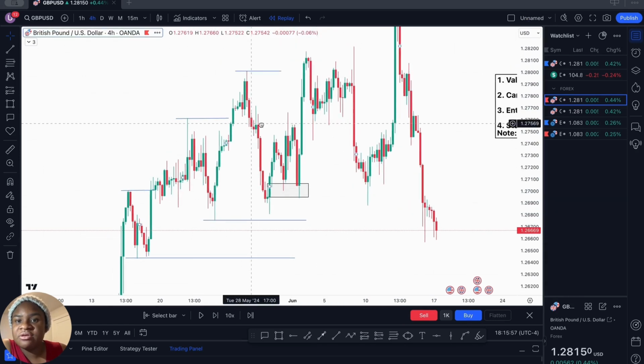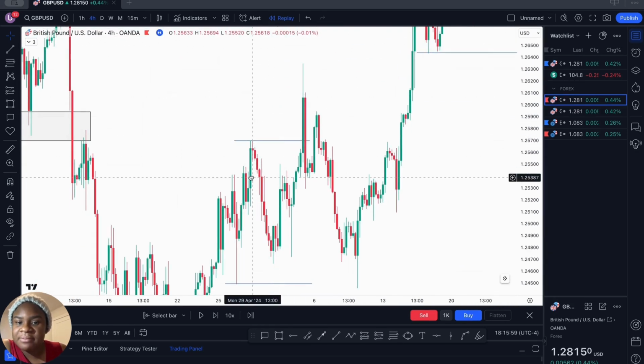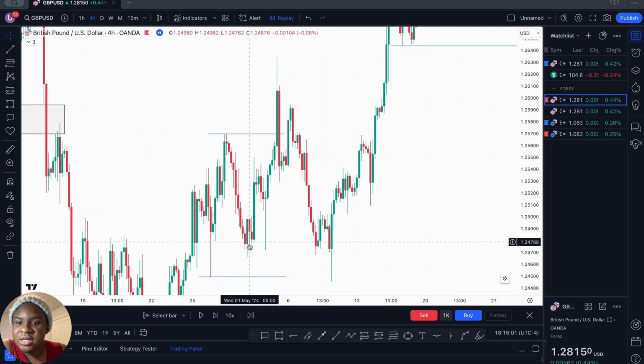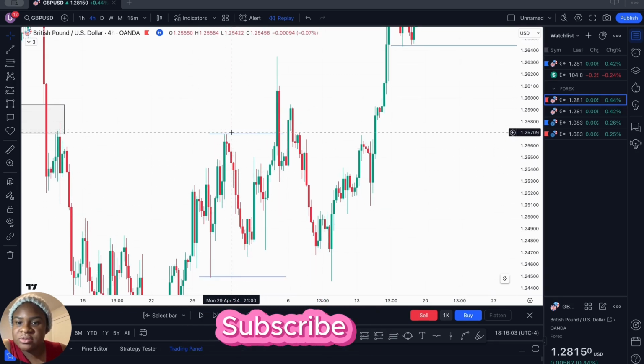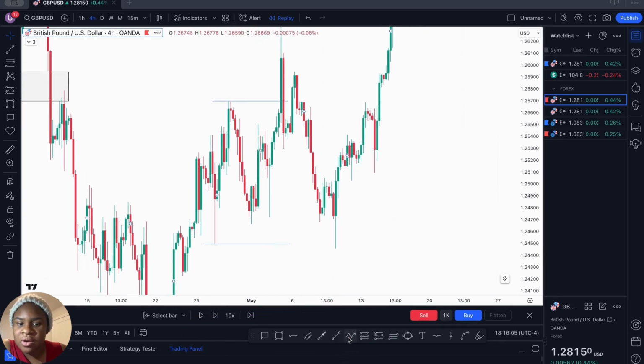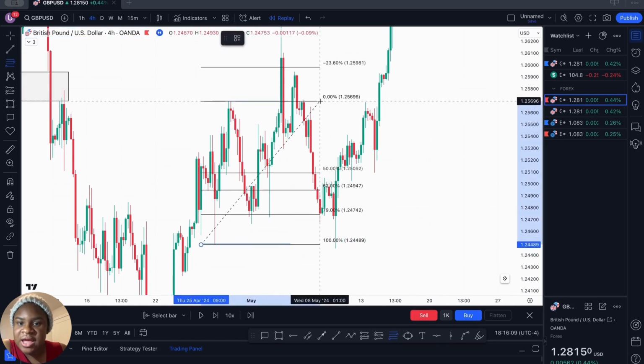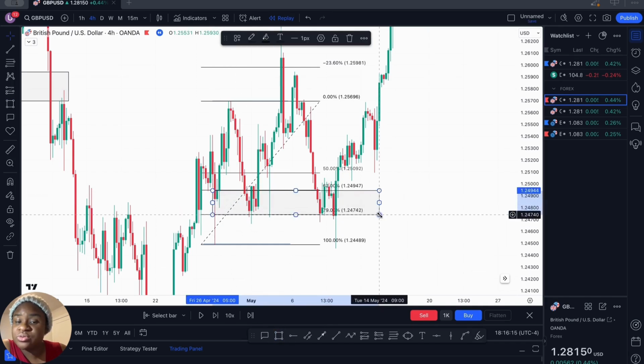It can be used on any form of time frame. Can be used on any time frame of your choice. This is the lowest low, and this is the highest point of the market. What will I do? I'll take my Fibonacci from here to here, and what can you see? Markets came in here and reacted here at the 62 and 79% of the range.